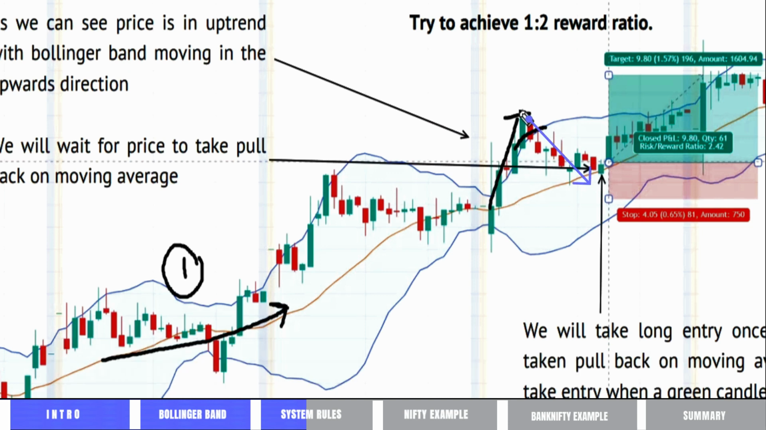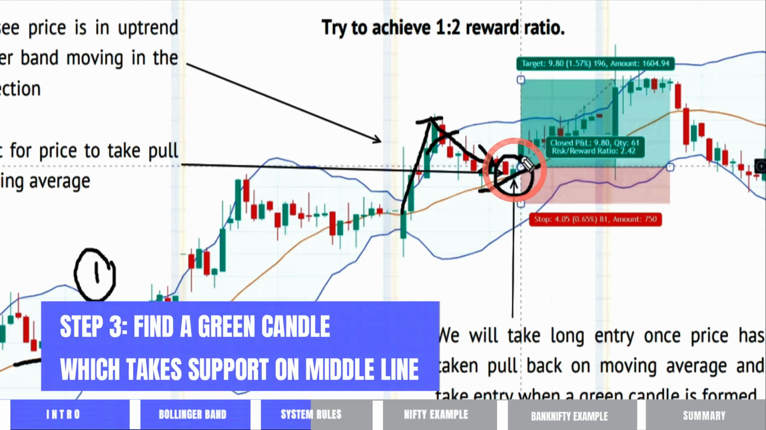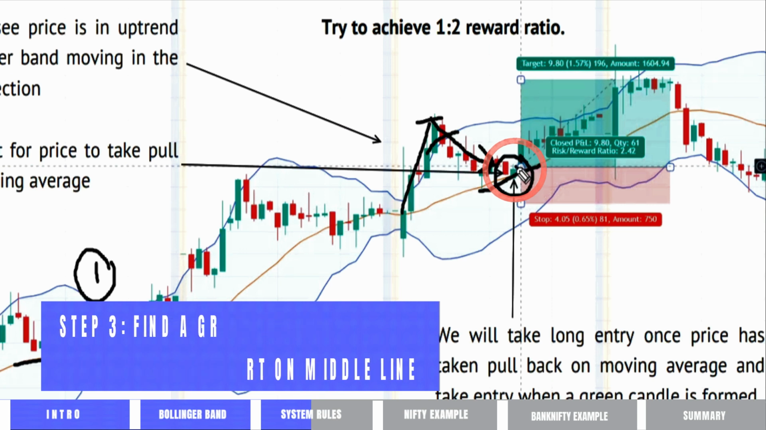Now we are looking for the pullback, and you can see the stock actually came down. So this is the pullback. So our second condition is also done. The pullback is done. Our final condition is we are looking for a candle which takes support. Basically, it is taking support on this middle line, and we can clearly see that this green candle is taking that support. So based on that, we will take the entry here.